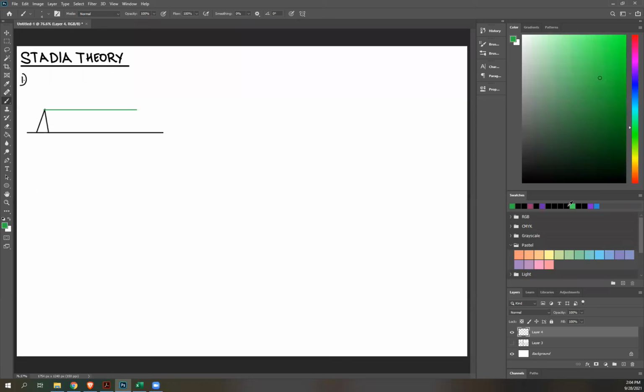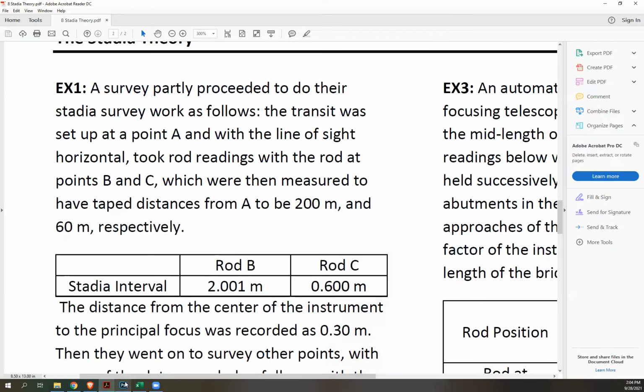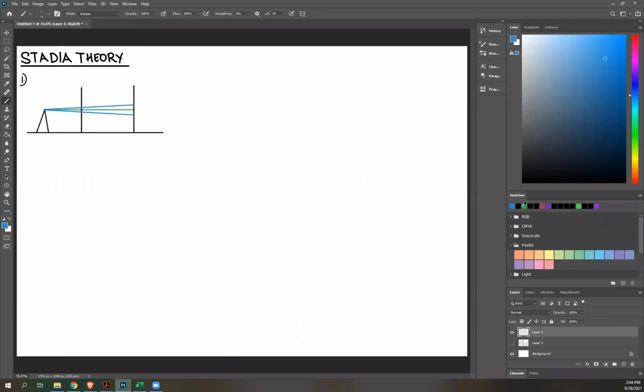And then we have leveling rods here and here. Okay. And then this is the middle reading. So this is the upper stadia here, and then this is the lower stadia here. Okay. And given, so that's at point A. So this is at A.